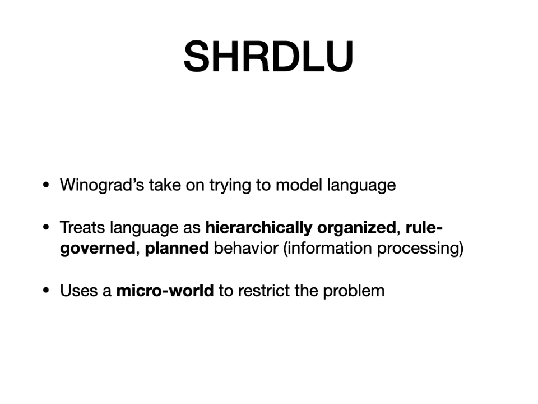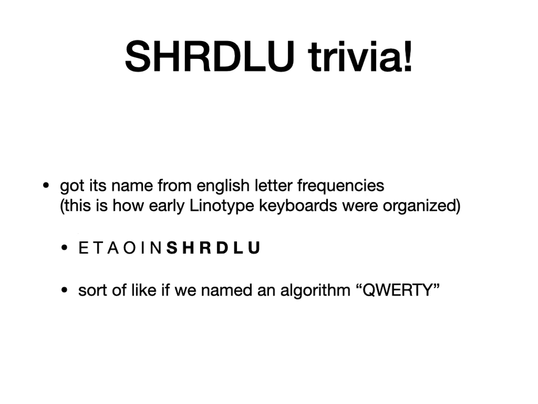So the idea, again, as we've seen, is to try to treat language as this hierarchically organized, rule-governed, planned behavior, all this information processing, good stuff. But instead of trying to blow the doors off of it and do the whole world, use a micro world to restrict the problem, to give a small world's account of all the language available in that small world.